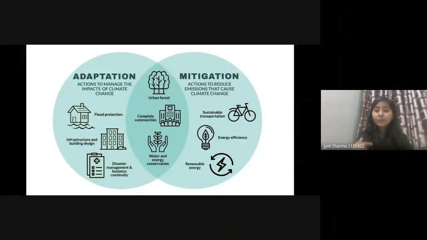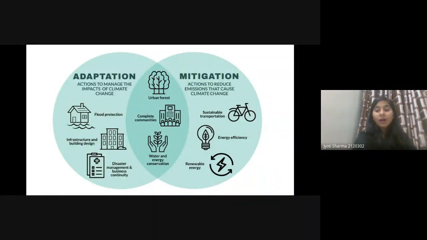Mitigation means you are phasing out fossil fuels, using renewable energy sources, using sustainable transportation, and growing more trees. So that can reverse your global warming. But obviously it will take time. So before that we have to do the adaptation. These two terminologies are very important, whether you are trying for mitigation or adaptation.